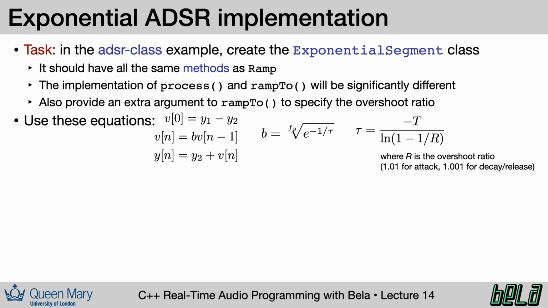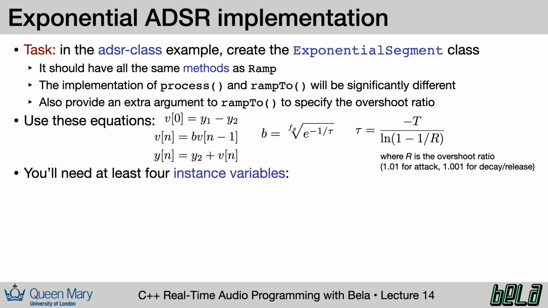Here again are the equations we saw before for calculating the time constants and for implementing the exponential segment. R here is defined as the overshoot ratio. I recommend using a value of 1.01 for the attack segment and 1.001, or 1/10%, for the decay and release segments, but you may experiment with different values.